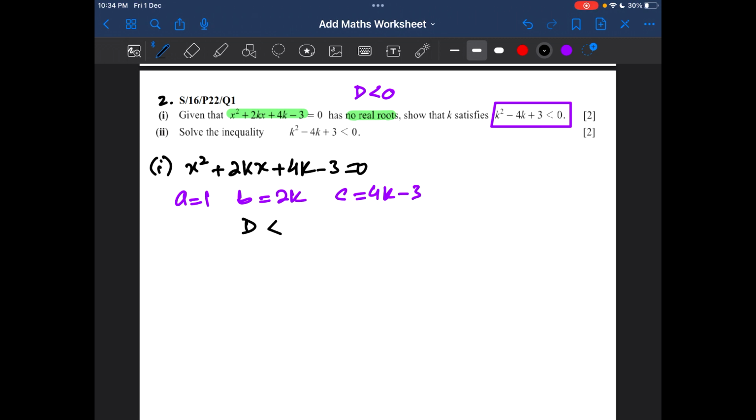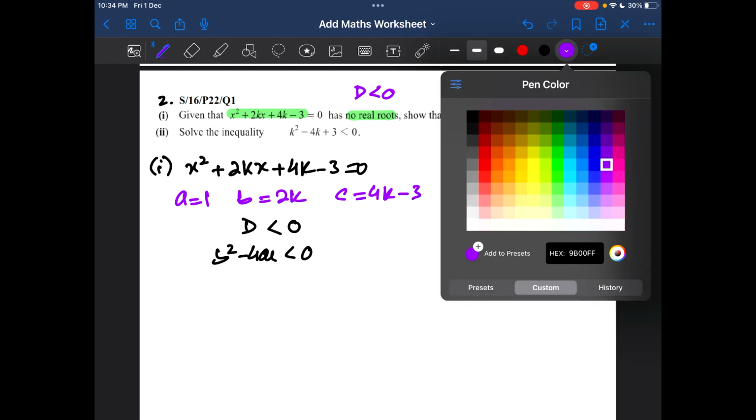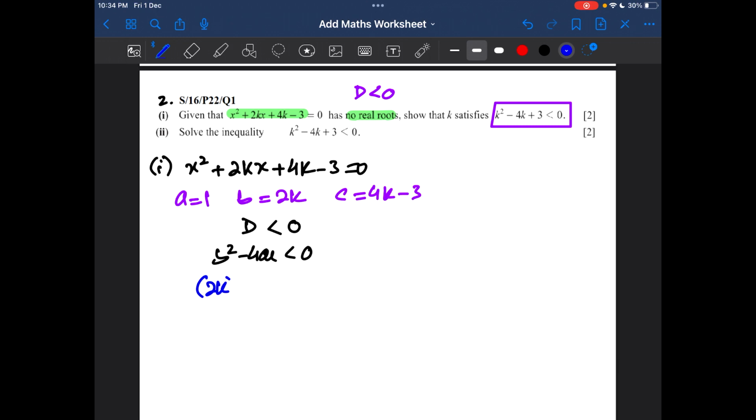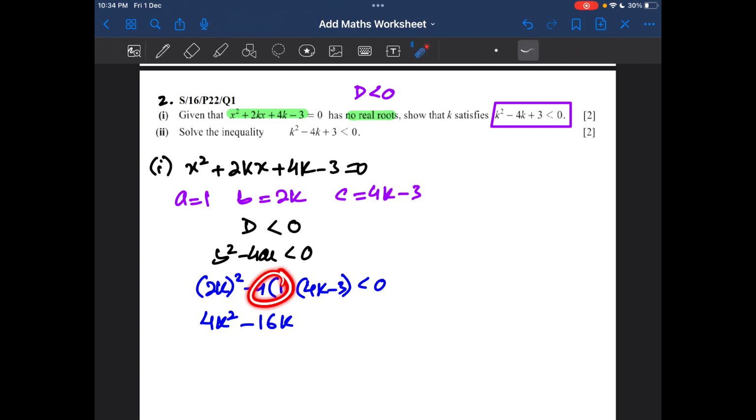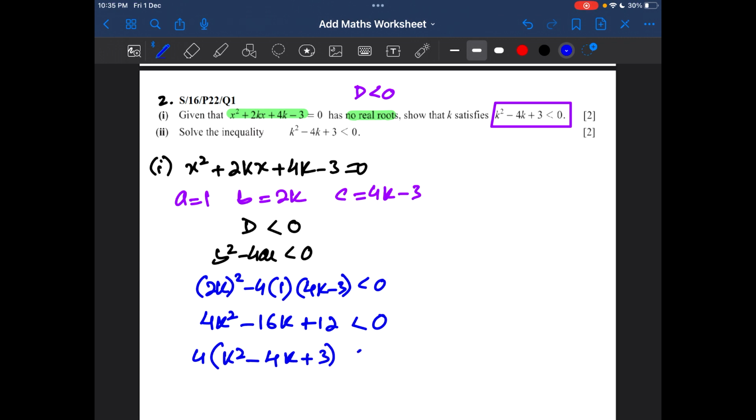Since we have no real roots, it means the discriminant, which is b square minus 4ac, would be less than 0. So I'm going to put b square, which is 2k square, minus 4 times a, where a is 1, and c is 4k minus 3, less than 0. It is going to be 4k square, minus 4 multiplied by 1 is minus 4, minus 4 multiplied by 4k is minus 16k, minus 4 multiplied by minus 3 is going to be plus 12 here. Now if you take 4 common over here, you get k square minus 4k plus 3 less than 0. You get k square, 4 is going to be divided on the right hand side.